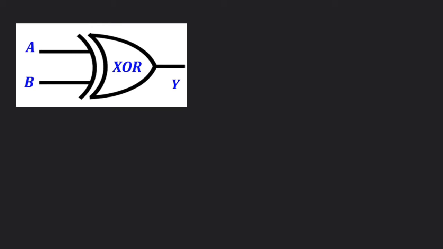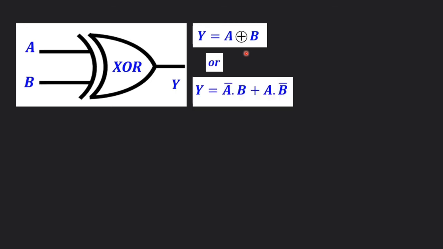Now move on to the XOR gate. This figure is the symbolic representation of XOR gate. In the XOR gate there are two inputs, one is A and the second one is B, while the output is Y. The Boolean algebra for the XOR gate is Y is equal to A XOR B, or Y is equal to A bar dot B plus A dot B bar.